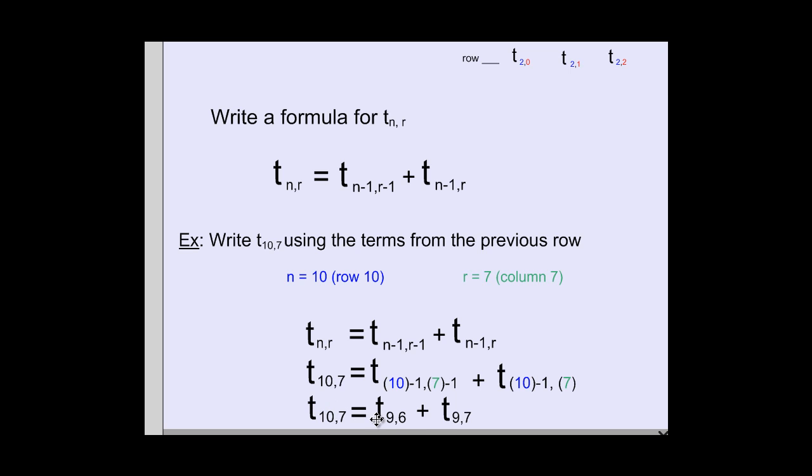So term 10(7) depends on term 9(6) added to term 9(7), and we saw that earlier with the additive property, where in the row previous to the row you're in, you have to add the 2 terms to get the next term.